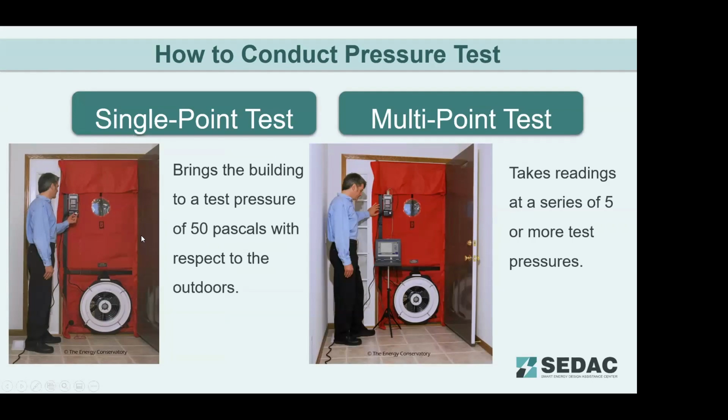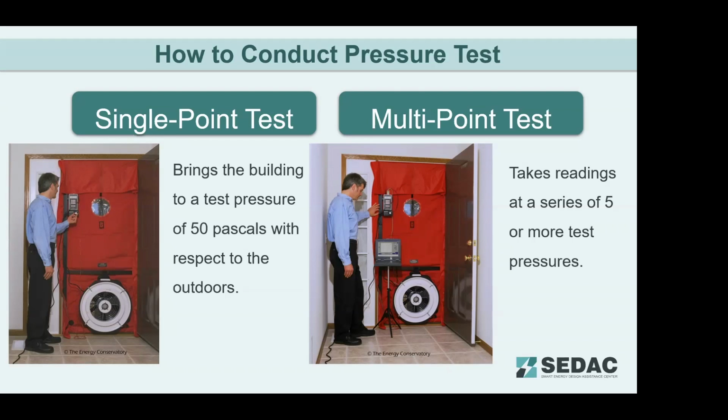I mentioned single point versus multi-point blower door tests. On a single point test, the person running the test is going to bring the pressure up to, in residential, 50 pascals with respect to the outdoors. They're going to take that reading and look on the right side of the screen, or depending on what manometer you're using, they're going to get their CFM 50, and that's it.